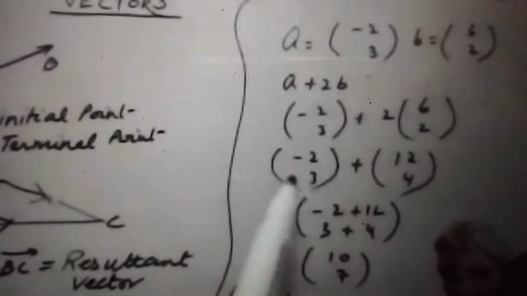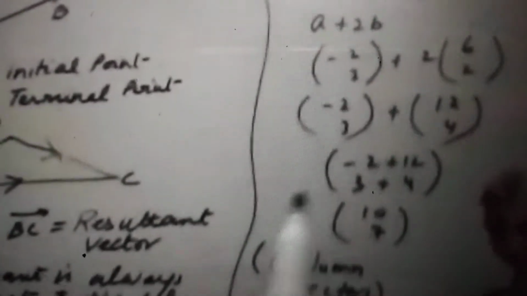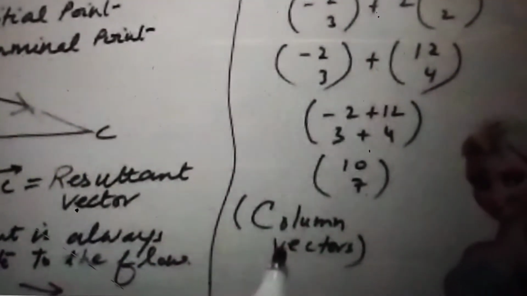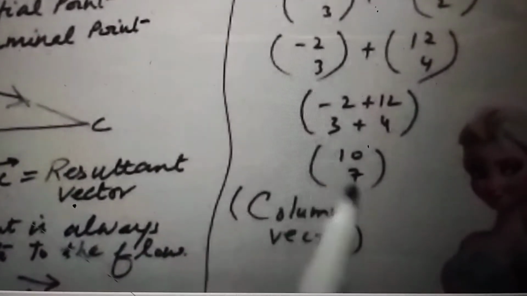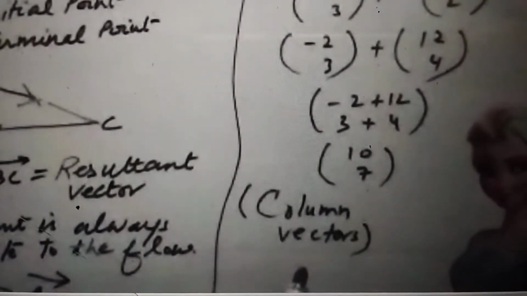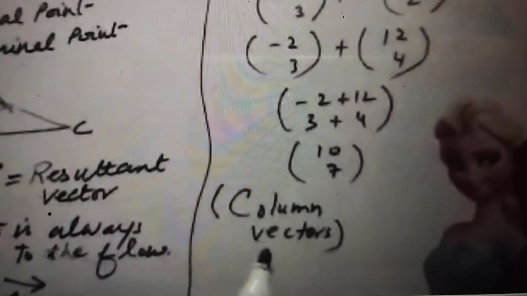So this will remain as it is, plus now this 2 will multiply first with 6 and then with 2. So 2 times 6 is 12 and 2 times 2 is 4. And now we are going to simply add the corresponding entries, and you get 10 and 7. This is the way we are going to do the column vectors.